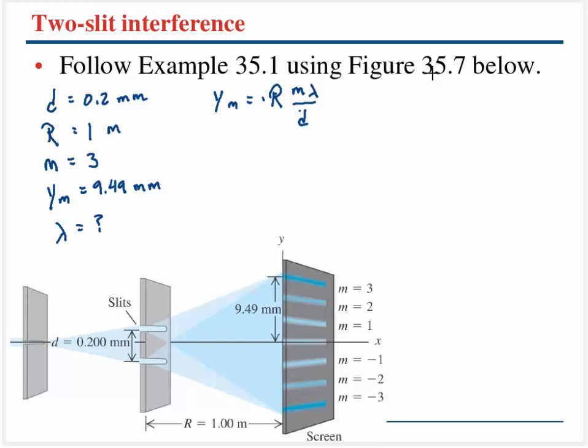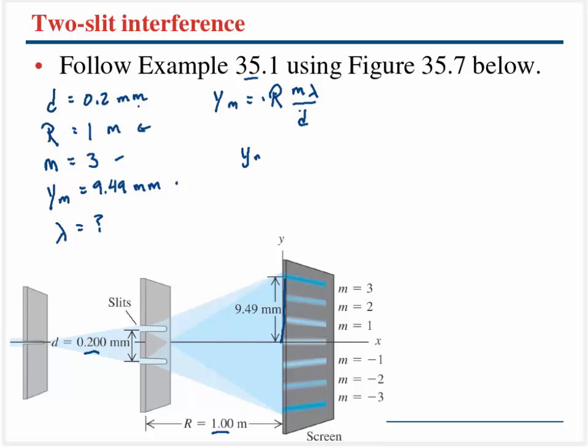And the direction doesn't matter. m can be equal to -1, -2, -3, and so on and so forth. So let's take a quick example. We're going to follow example 35.1 here, where it tells us the distance of separation for the slits is 0.2 millimeters. Distance to the screen, 1 meter. I'm looking at the third brightest band, and I'm told that the third brightest band is about 10 millimeters up. So I've gone ahead and written that, and we're interested in the wavelength.